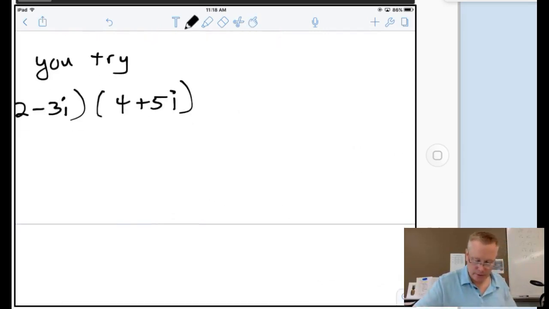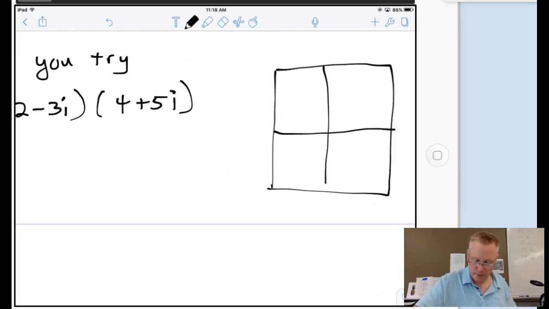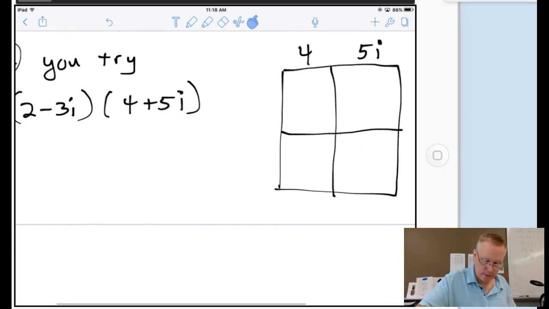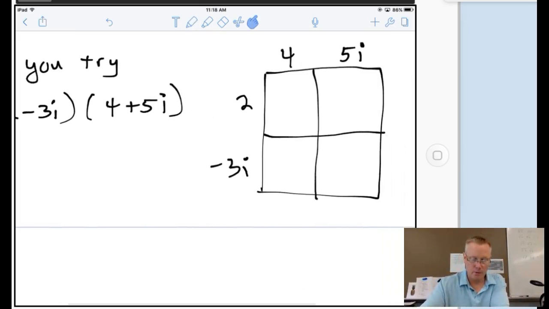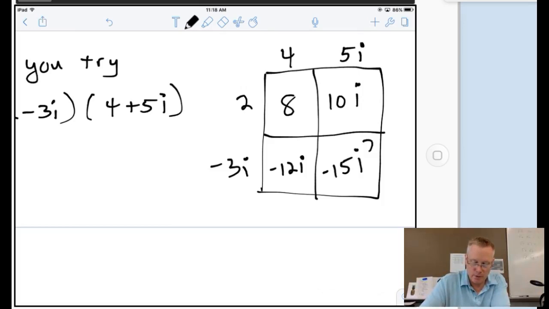I talked about the box, but I didn't actually go into it. This is really the same thing as FOIL, except it's this nice way of setting it up, where I can go 4 times and 5i times 2 and negative 3i. It's like a Punnett square, where you multiply to find out what's in the boxes and then add up the boxes. So I can go 8, 4 times negative 3i is negative 12i, 2 times 5i is 10i, 5i times negative 3i is negative 15i squared, okay? And then you'd add up all the boxes and get your answer, combine like terms.